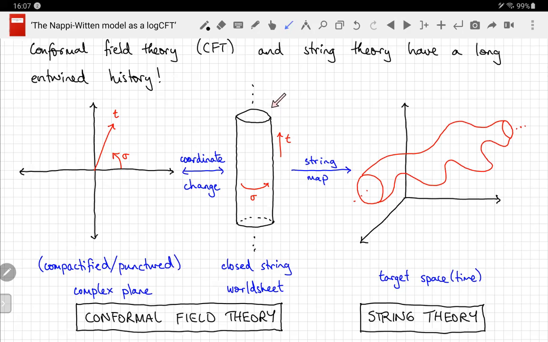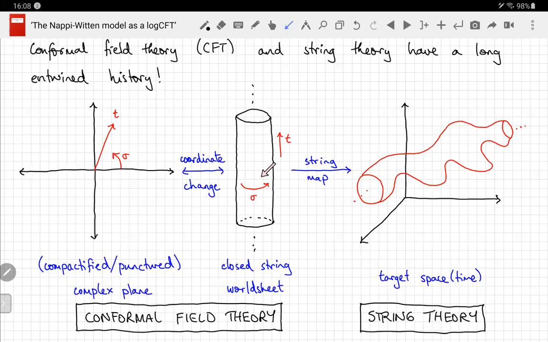And we make a coordinate change to take advantage of the fact that conformal transformations are very naturally expressed in terms of complex structure. And so we make a coordinate change to map the cylinder, or if you prefer, the twice punctured Riemann sphere, onto the complex plane, or if you prefer, either the compactified complex plane or the once punctured complex plane at the origin.